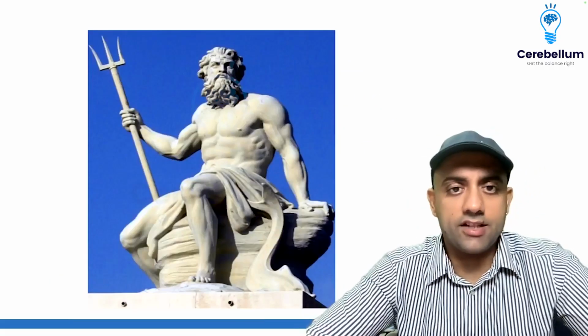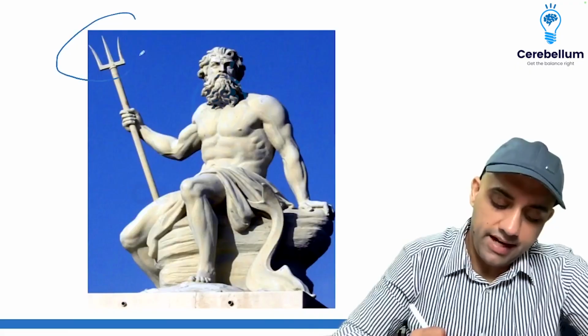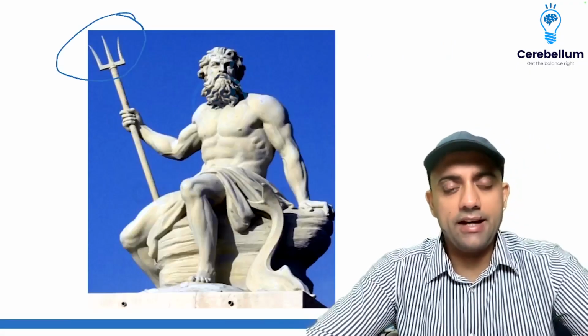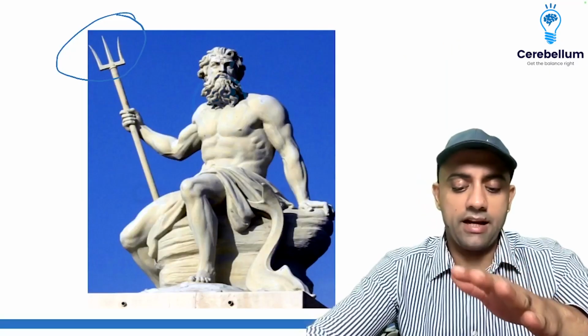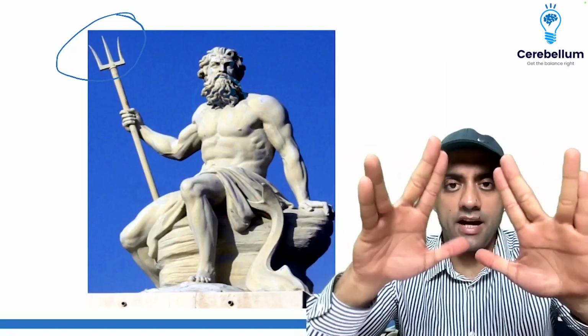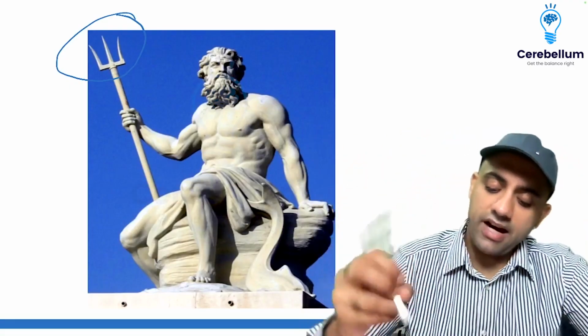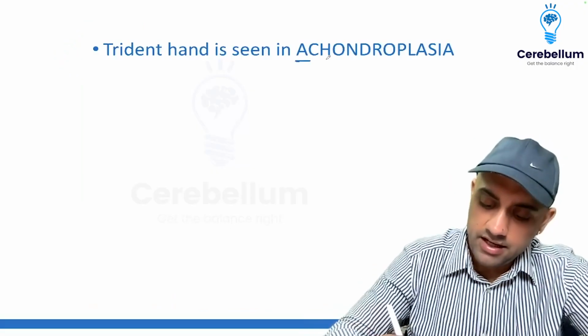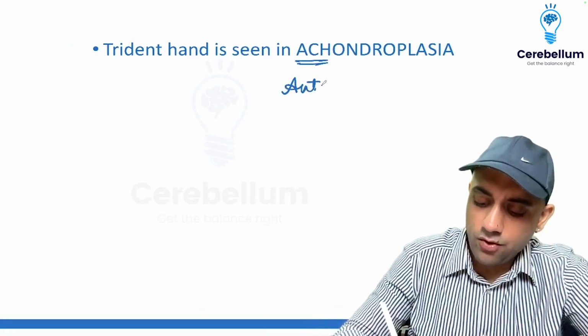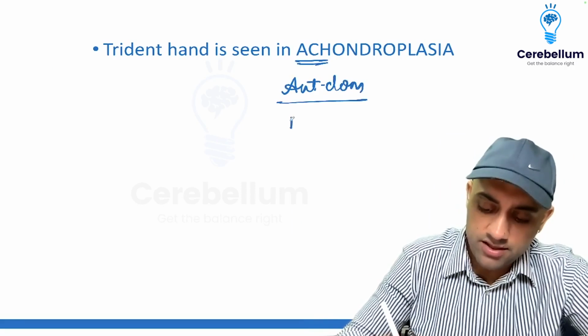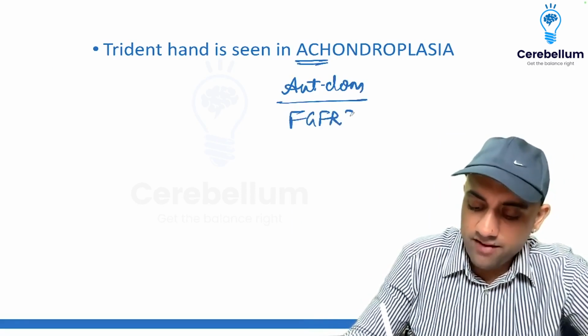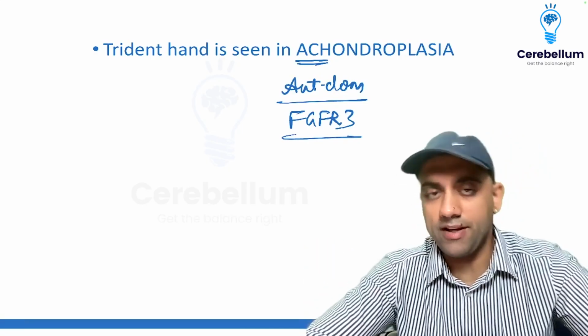Okay, done. Next one, trident hand. Nice one. Trident, as in like this, this is a try. Like if you could look at the camera, this is a try. Normally I like this. So this is a try. Where do you see trident hand? Trident hand you see in achondroplasia. A for achondroplasia, A for autosomal dominant inheritance. And what is the gene mutation? FGFR3 gene mutation, achondroplasia. Remember that.